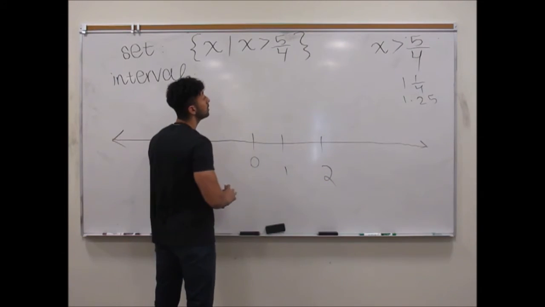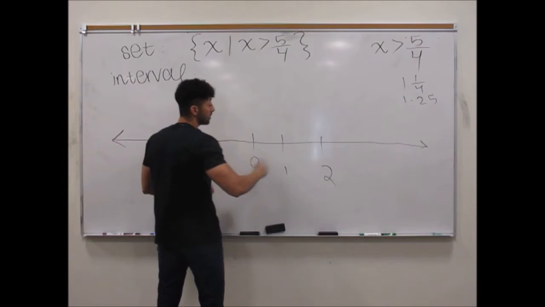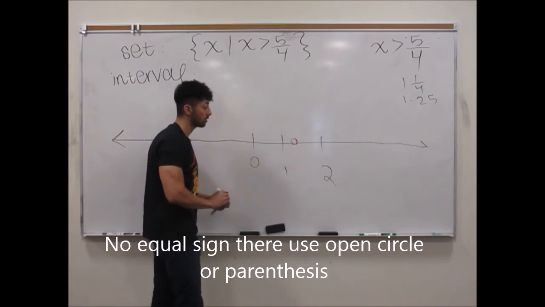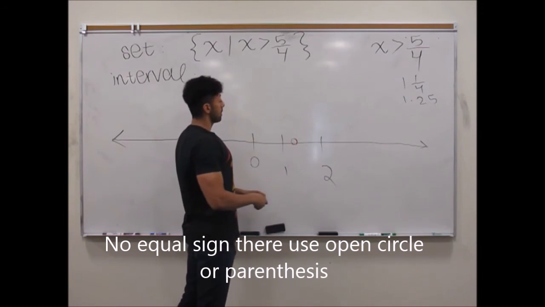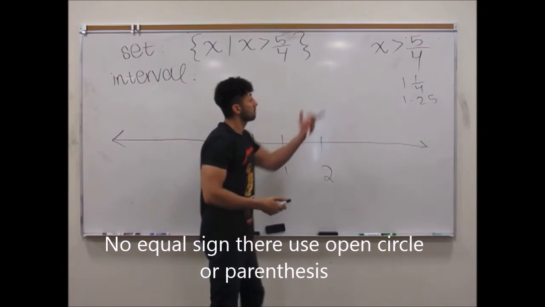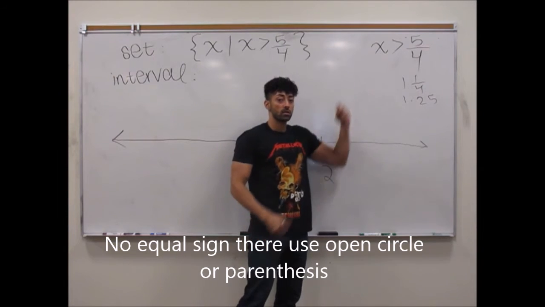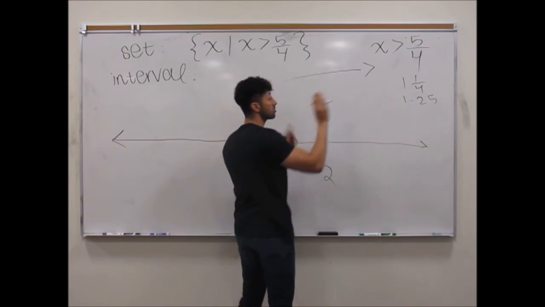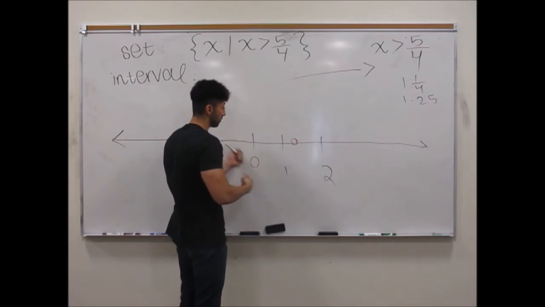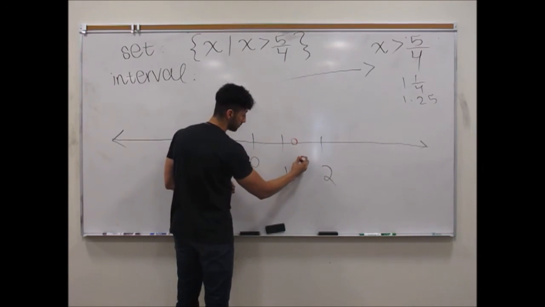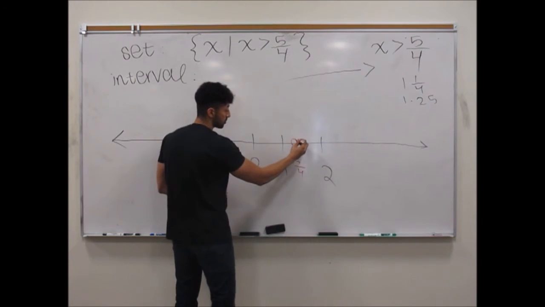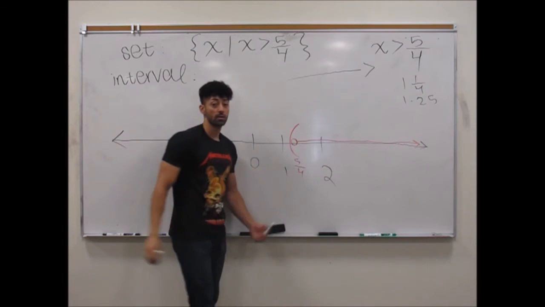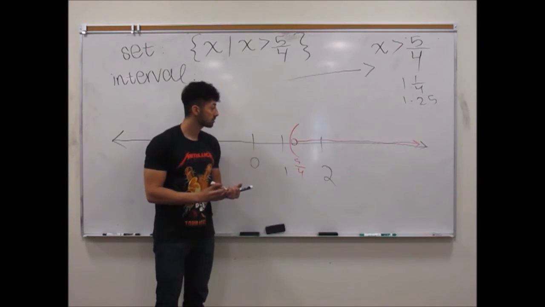You just approximate it. So since it's not included, I'm going to use an open circle, or I could use a paren. I want to use my arrow trick to indicate which way I should shade. So that arrow there is telling me to shade to the right. So from 1.25, I'm going to shade anything to the right of that. And I could have also indicated with the paren that I'm not including 5/4.